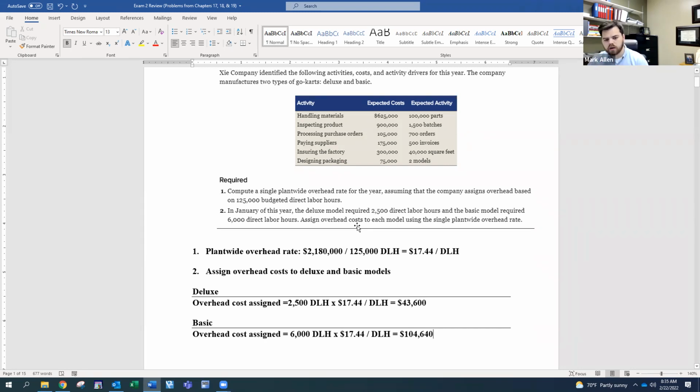But let's talk about what this is actually doing and what it's telling me. When I look at this, what I find is that my basic model is receiving much more of the cost on overhead than my deluxe model.